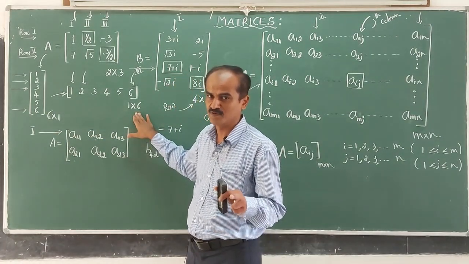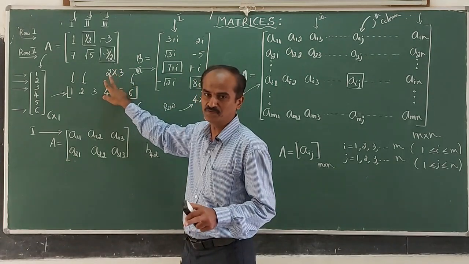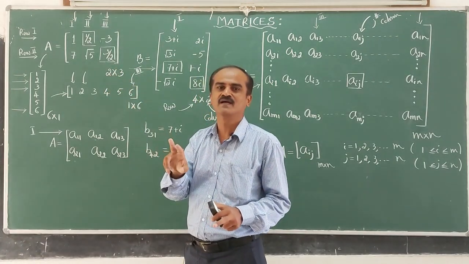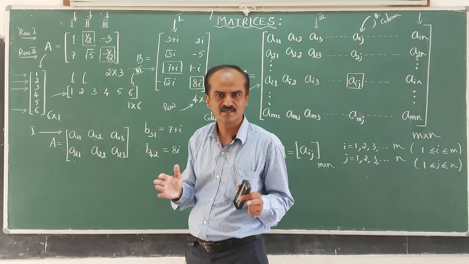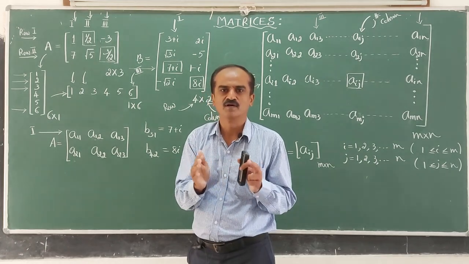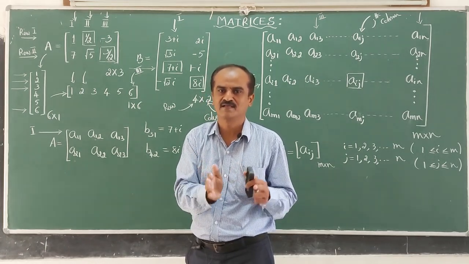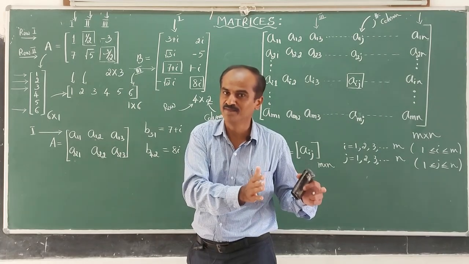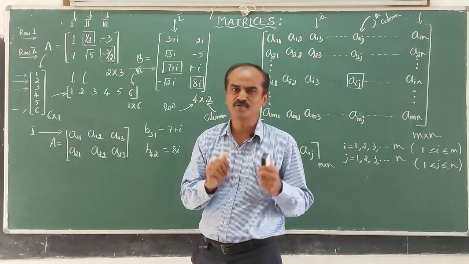Can I guess one more? It is 3 by 2. A 3 by 2 matrix will also have 6 number of elements. So in this way, we can say the possible orders of the matrix which contains 6 number of elements. I hope you followed this.